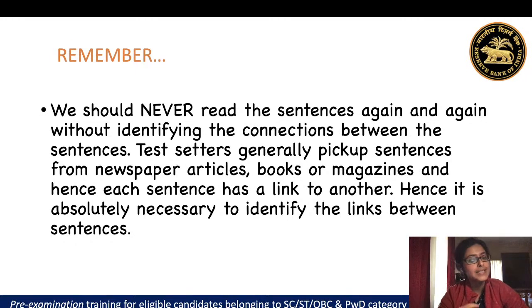Because these are basically paragraphs. These are not simple sentences. These are passages which have been picked up from articles, from books, from magazines, and they all have a link. You have to identify the link. It's very, very important. Okay, let's move on.